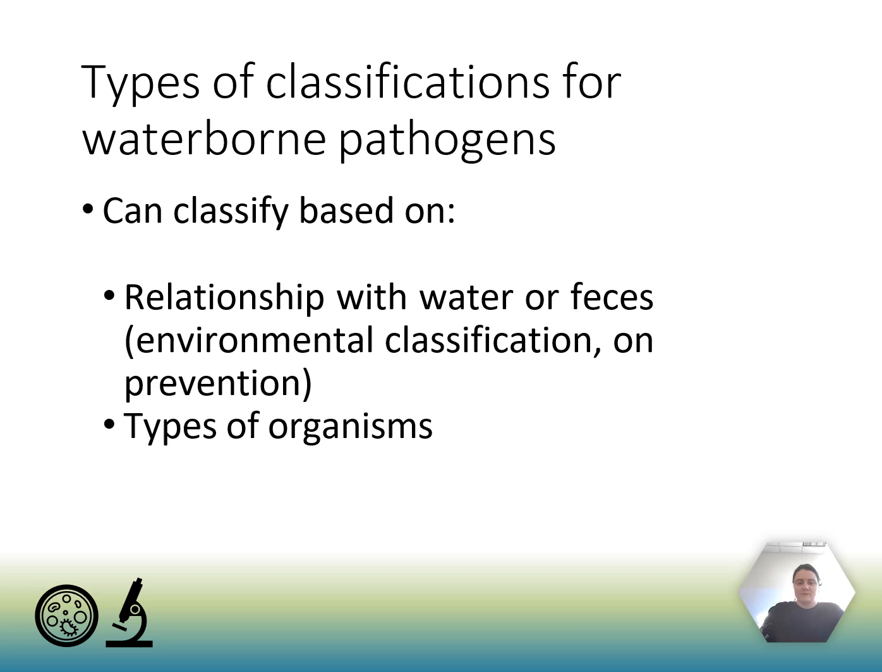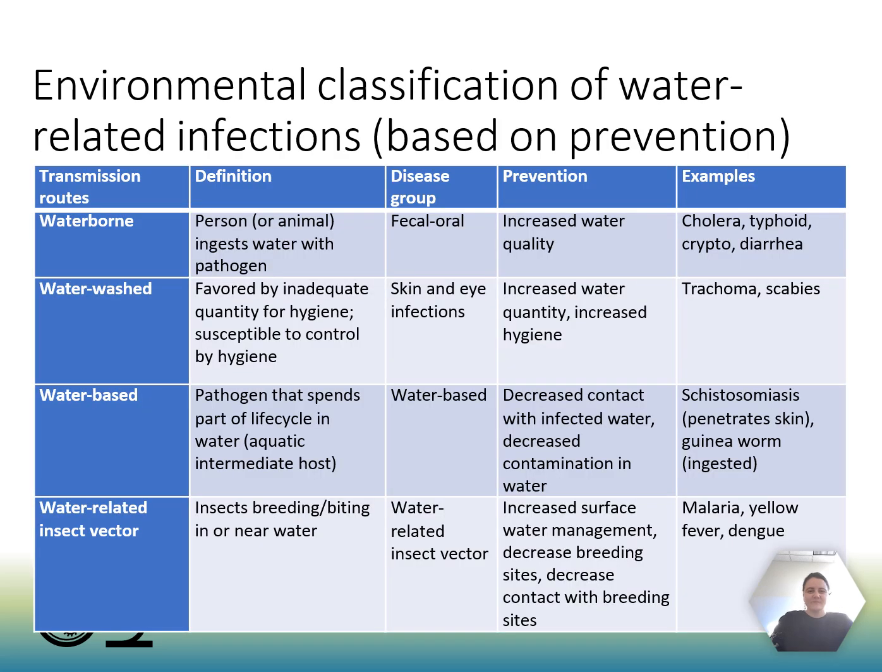So that's more of an environmental classification, and that's common once you're starting to get into the industry a little bit more. This is the environmental classification of a lot of our water-related infections based on how we want to prevent them. There are many different transmission routes that we can have. We can have what are called waterborne, water-washed, water-based, or water-related to insect vectors. And this is important because they're all related to water, but how the pathogen actually gets into your system and makes you sick is actually very different.